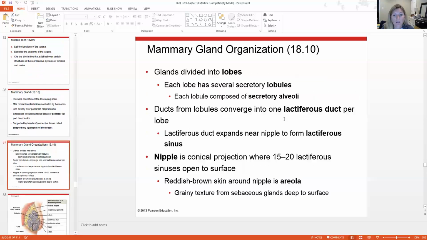The lactiferous duct forms an expansion near the nipple, called the lactiferous sinus. The nipple is the conical projection where 15 to 20 sinuses open to the surface. If you've ever nursed, you know that there's more than one hole, and it's not just one little hole in the front. There's several of them, and they all come out in different directions, kind of spraying.